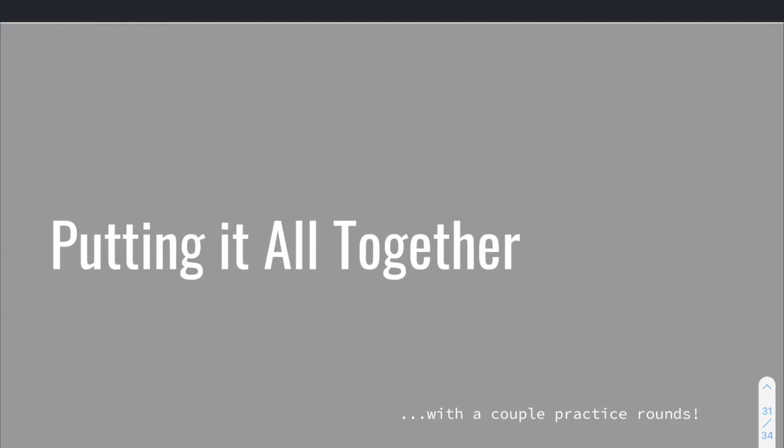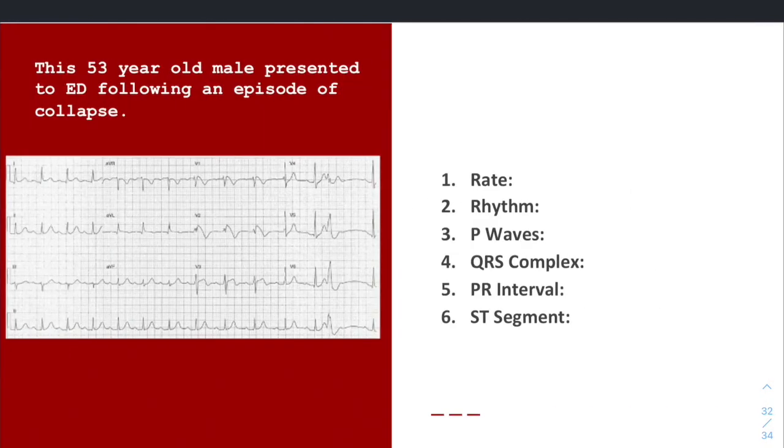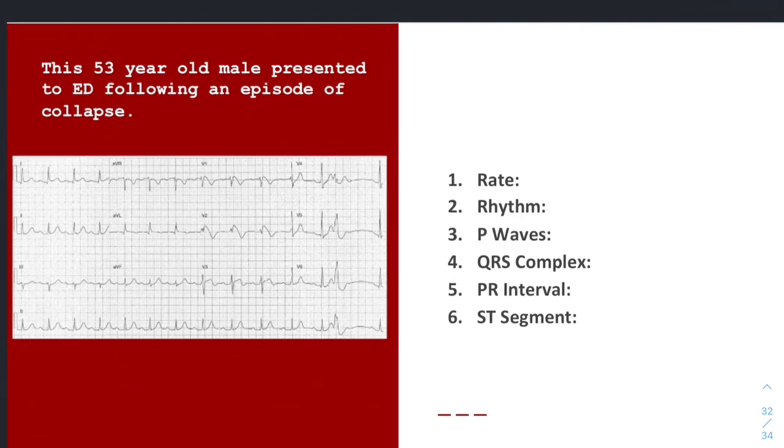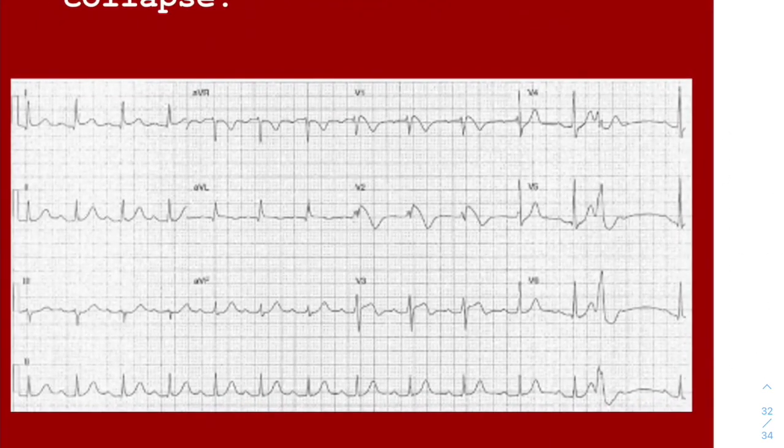Putting it all together, let's take those 6 steps and see what we can determine. Always remember, you'll have a vignette or a story to lead your clinical acumen. For instance, this is a 53-year-old male presenting to the ED with an episode of collapse. Not a lot to go over in the history, but what are we going to do first in our 6 steps? We're going to look at the rate.